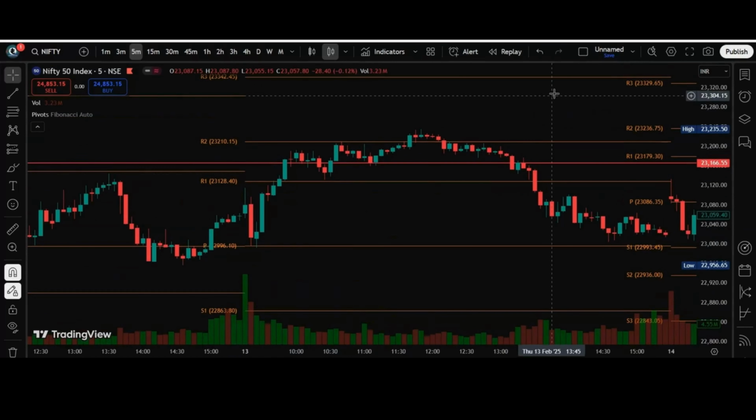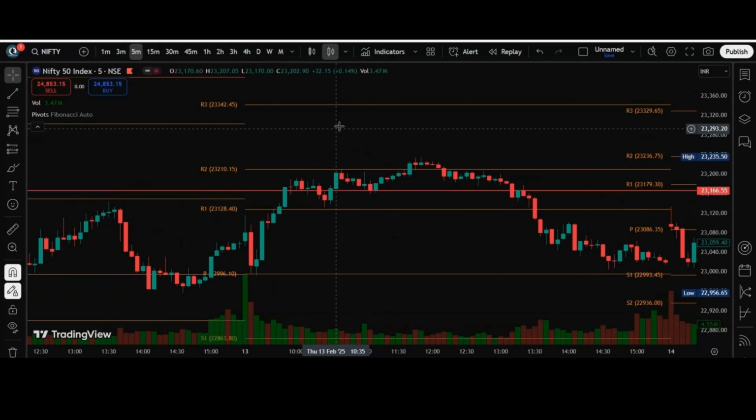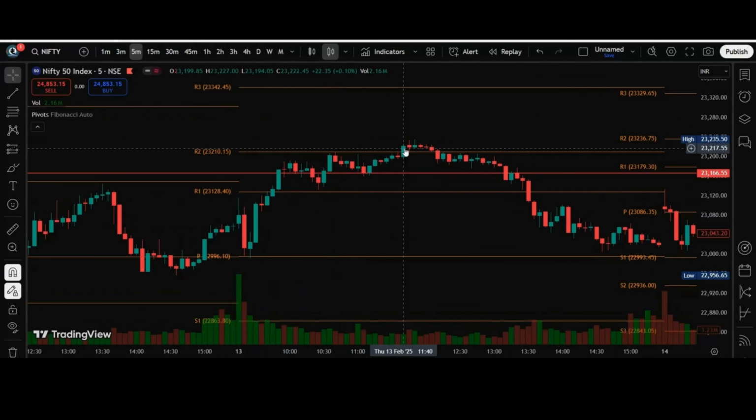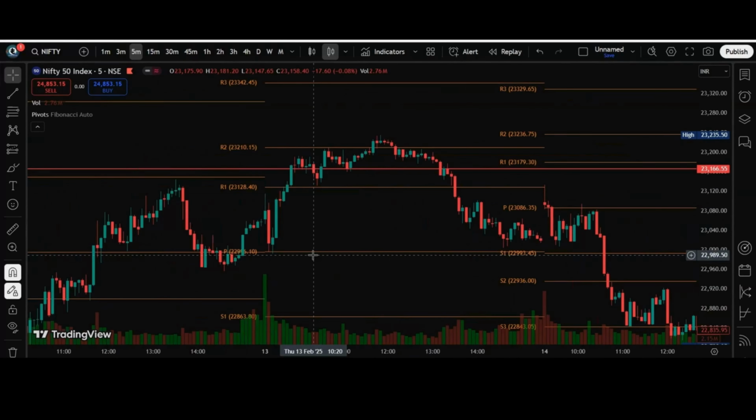Target is 1:2, or 23,342. And then once this candle is broken, we will revise the stop loss somewhere from here to, let's say, 23,128. So this is how you trade.